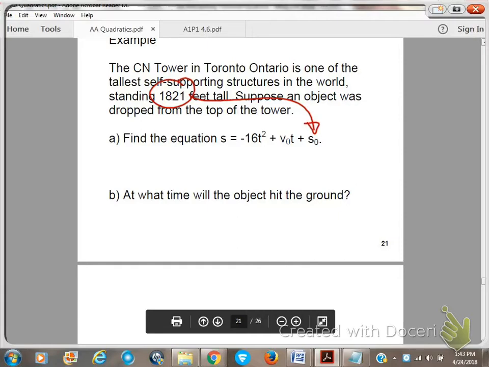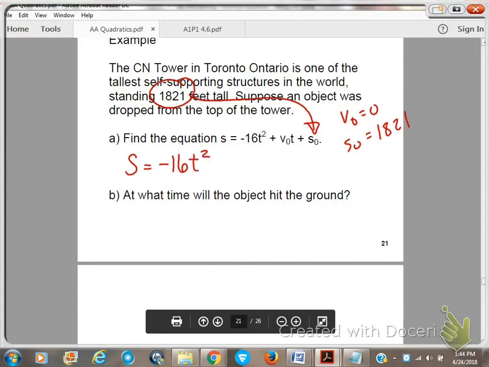Have they given us a number for V naught? No. But if you are standing still and let something drop, it's 0. At the initial velocity for this one, nothing's happening yet, so our V naught is 0. So if we have V naught is 0 and S naught is 1,821, plugging those into our equation, do we have anything to plug in for S? No, it's supposed to be there. Negative 16, do we have anything to plug in for T? No. So we leave that as T squared.